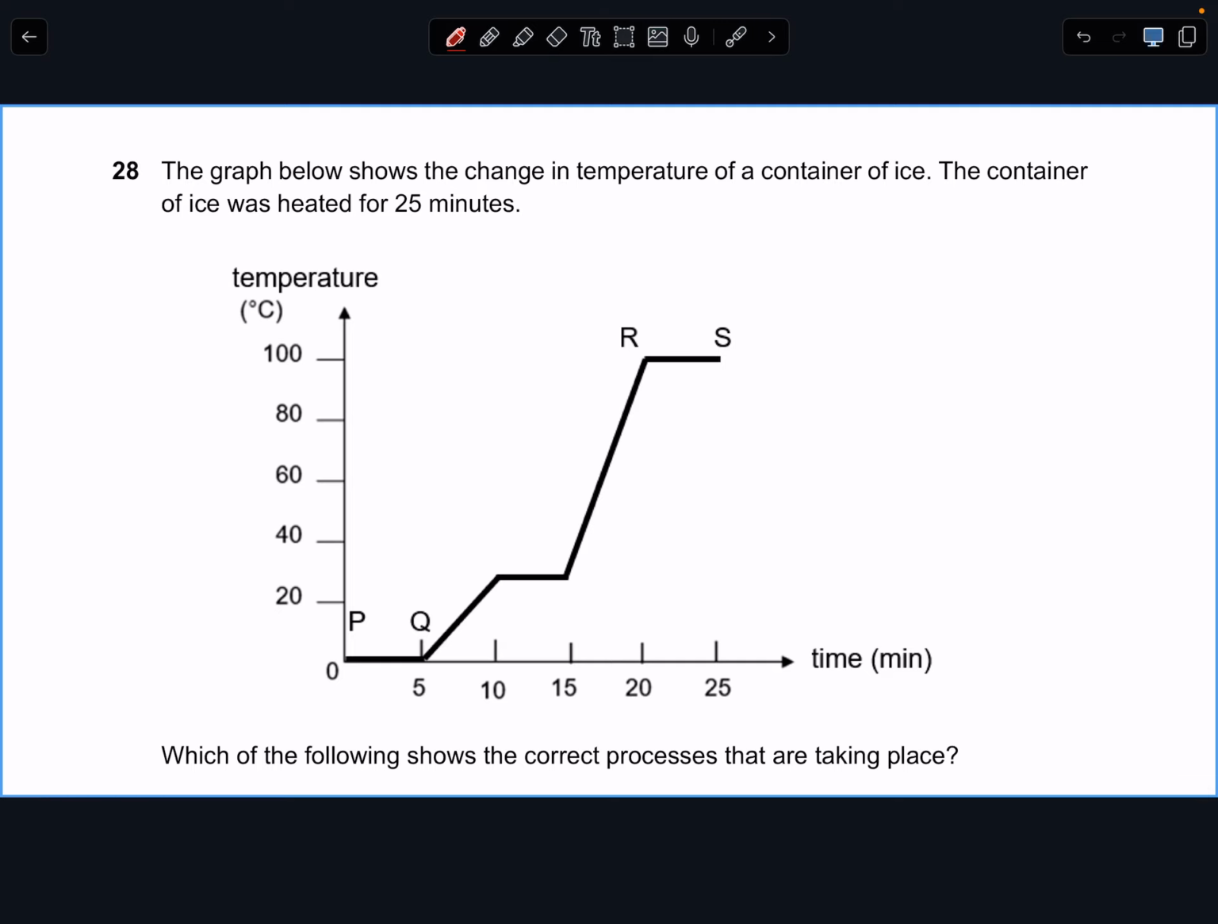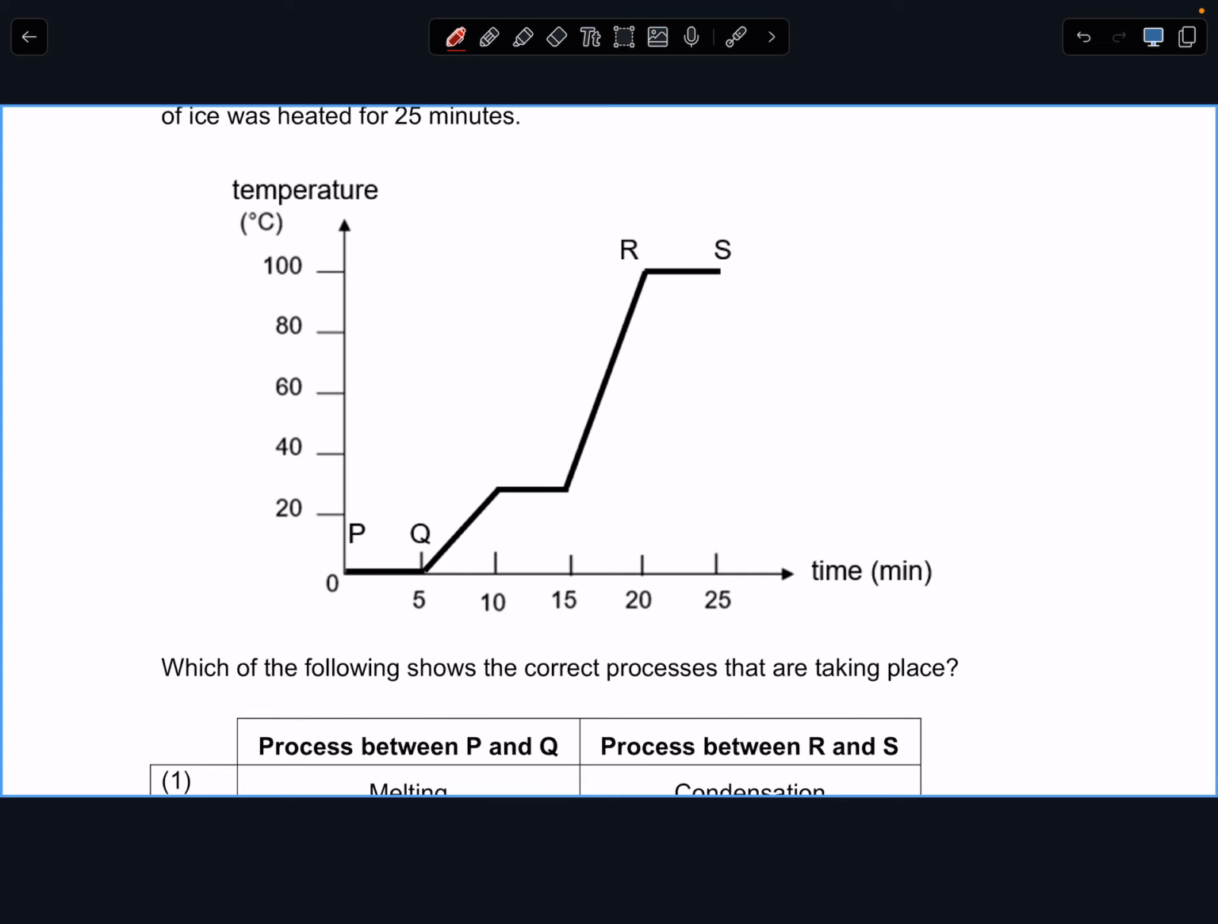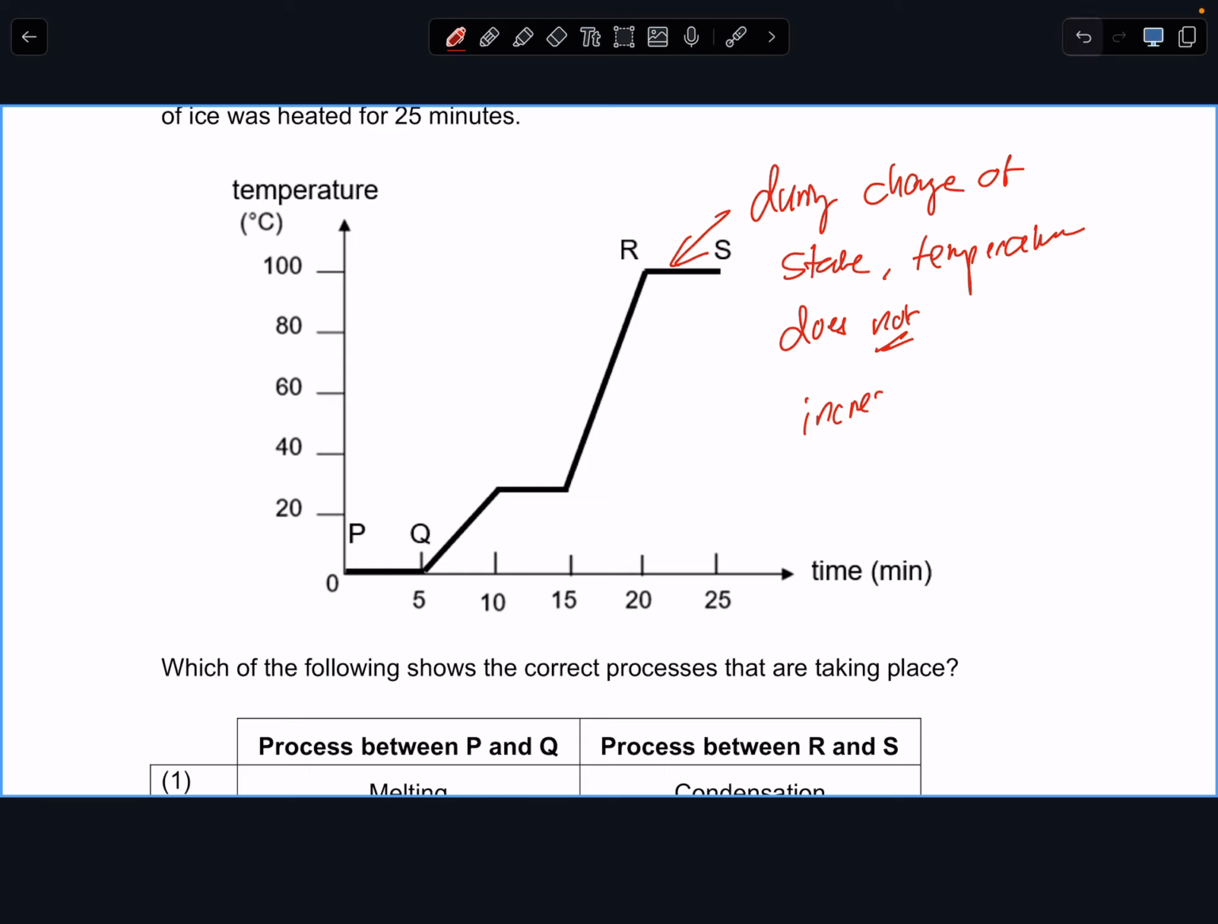Now the graph below shows the change of temperature in a container of ice. The temperature was heated for 25 minutes. How come no change here? Because during change of state, temperature does not change.